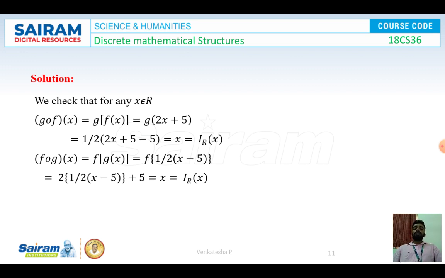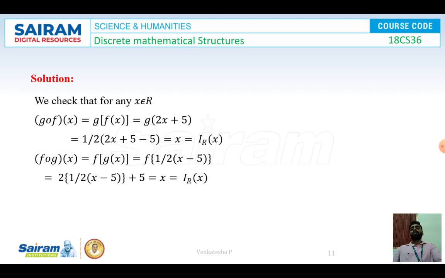First, to prove this inverse, I'll take g o f of x, which is nothing but g of f of x. Since f of x is 2x plus 5, I'll be getting g of 2x plus 5. Now I'm going to use the function g of x, which is given by 1 by 2 times of x minus 5. In the place of x, I'll replace 2x plus 5, so I'll be getting 1 by 2 times of 2x plus 5 minus 5. It gets cancelled, and I got only x here. So I got IR of x.